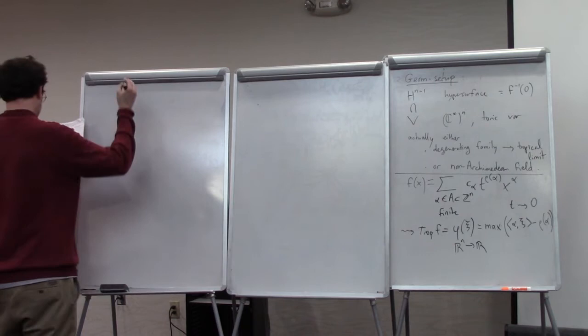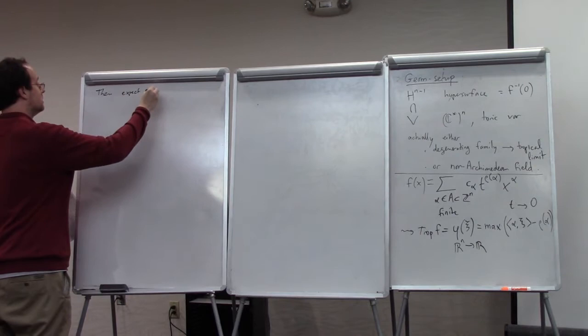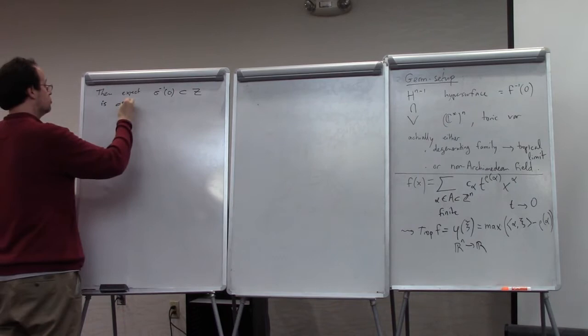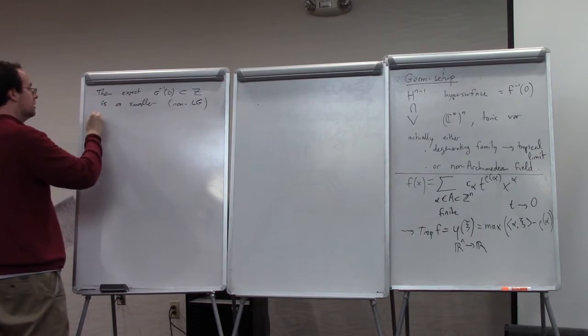So then we expect that in fact sigma inverse of zero inside Z is a smaller non-Landau-Ginzburg model, a sigma model of something, mirror to H, usually singular.